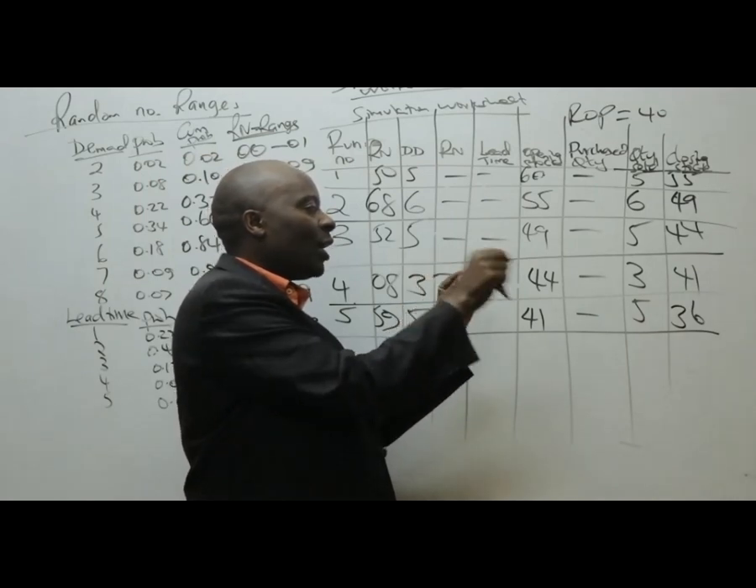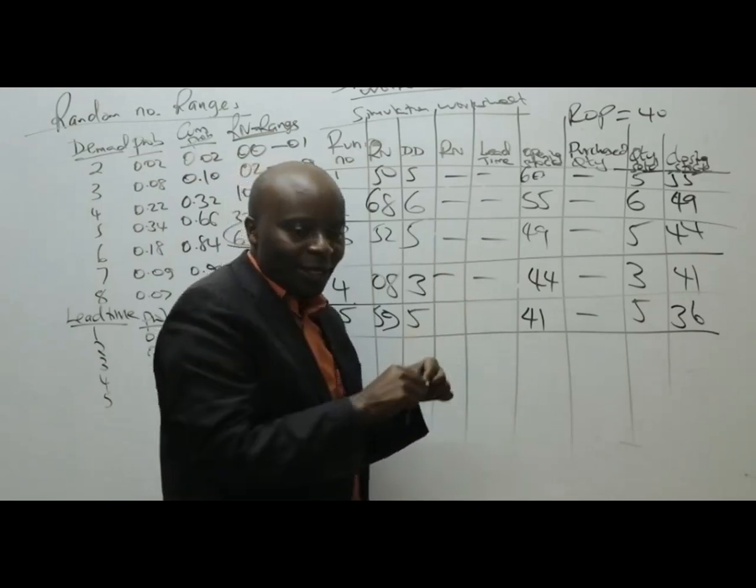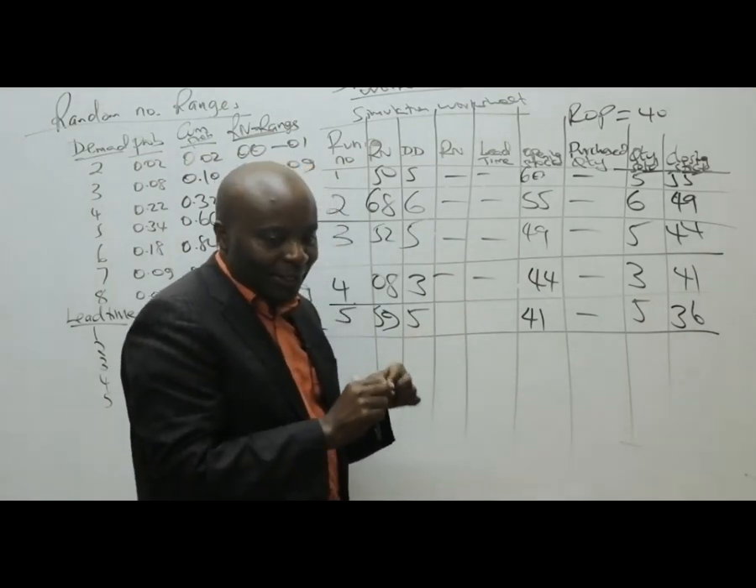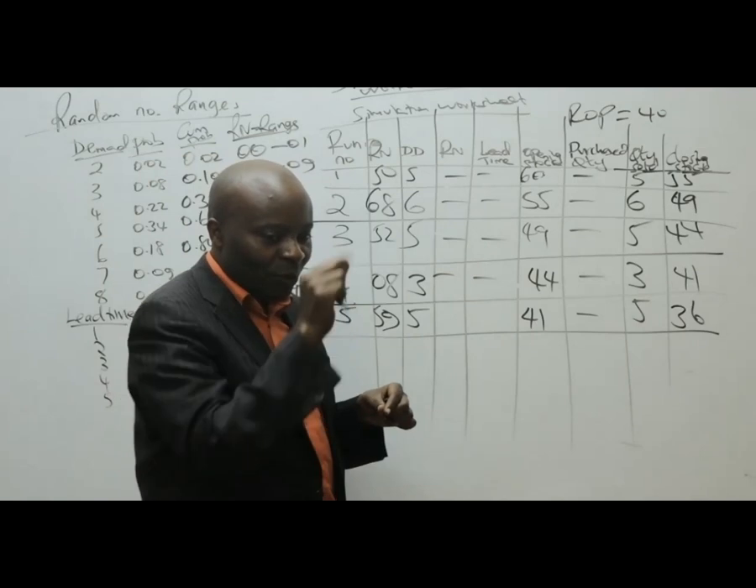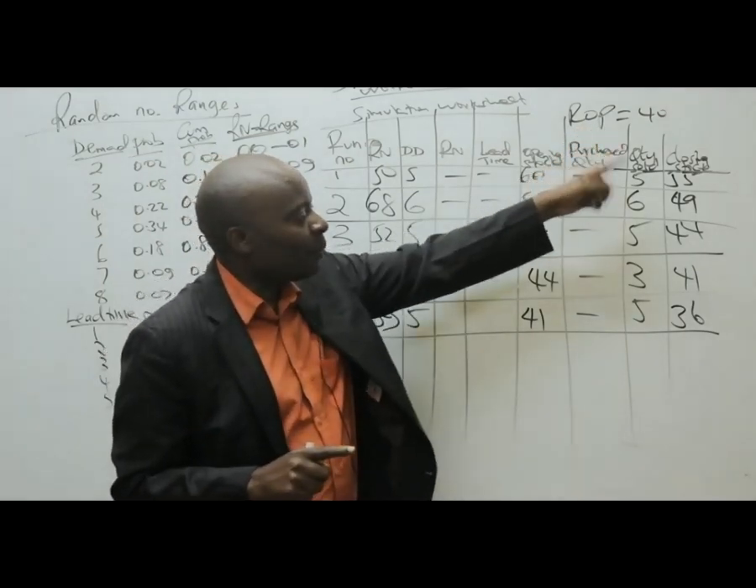So 36. I can see, ladies and gentlemen, that now here, I started with 41 that day. When I sold 1 unit, it went to 40. So at 40 exactly, I must have made an order. Remember, we make an order once our stock levels hit the mark 40. So we placed an order here.